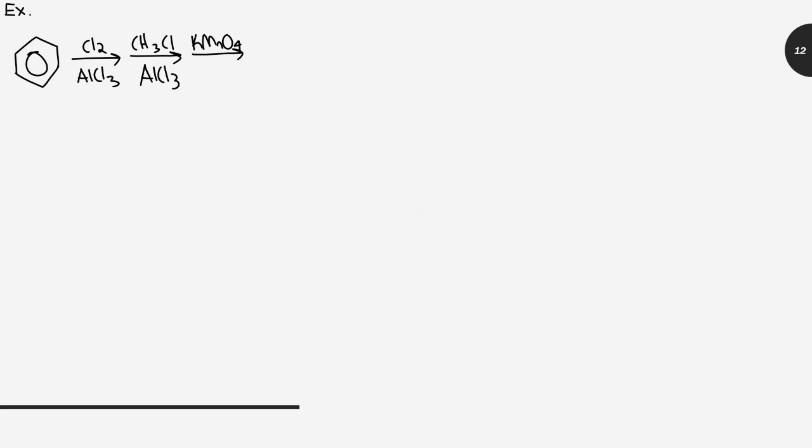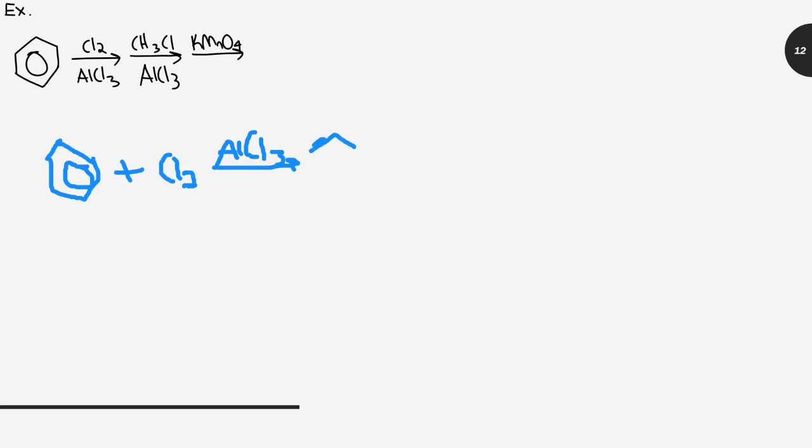Another thing that he might ask you to do is to give you a benzene and then a few consecutive steps and ask you what that would form. So if I have benzene and I react that with chlorine and aluminum chloride, that will just put a chloro group on the ring, right?